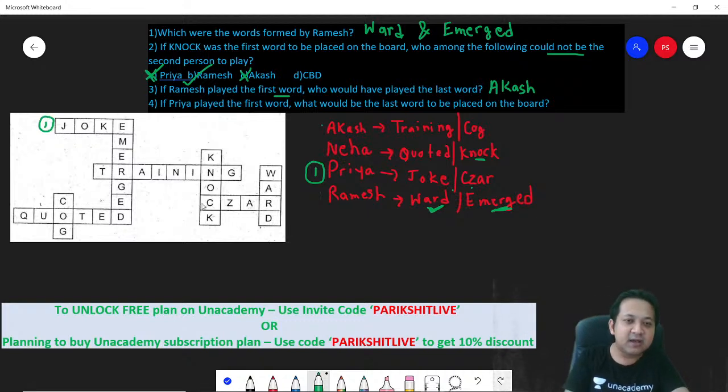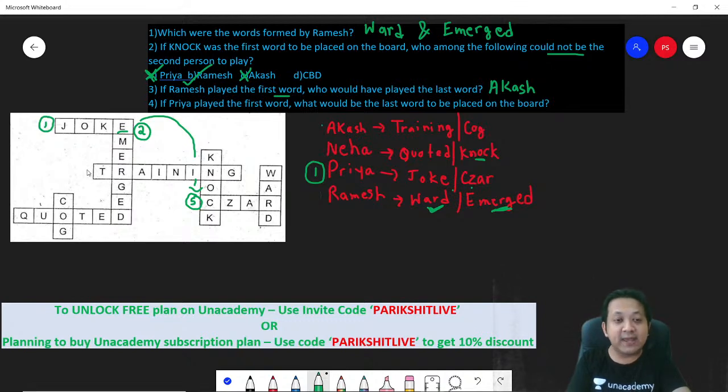So in round 2, that means sequence number 5, Zar has to be the fifth word. Fine? Let's continue the game. You need to reach from joke to Zar, following the order in such a way that from joke to Zar you reach it, from 1 to 5. Let's start. If joke is the first word, emerge has to be the second word because there has to be one letter common, and E is that letter.